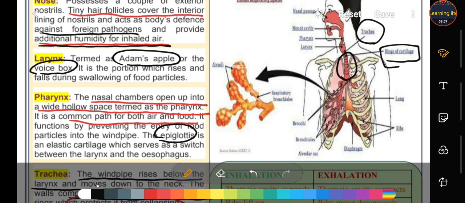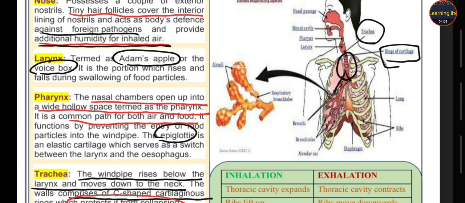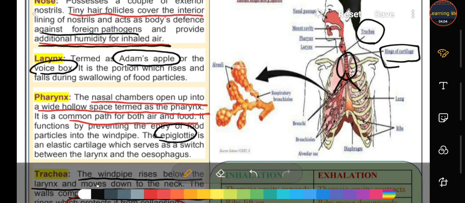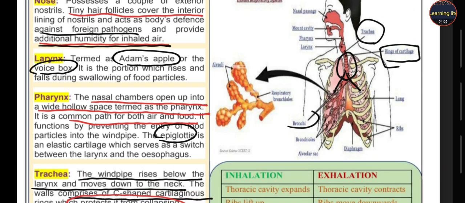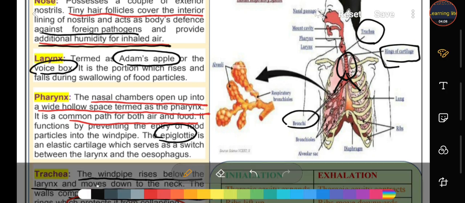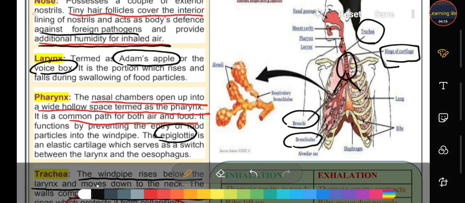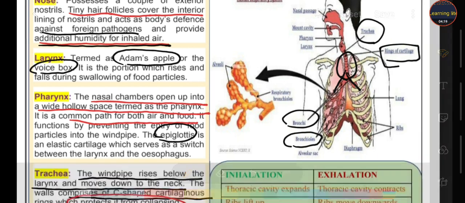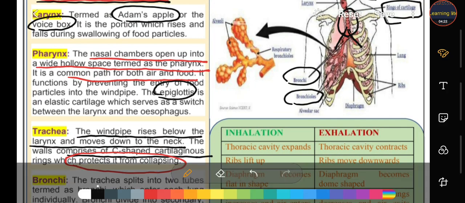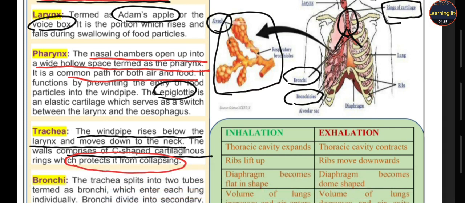And students, now you see, when the trachea enters the lungs, it gets partially divided into two parts, and these two parts are called bronchi. These bronchi further divide into many branch-like structures, and these are called bronchioles. And each bronchiole has balloon-shaped structures at its end, and these balloon-shaped structures are known as alveoli. You can see that this is the balloon-shaped structure.